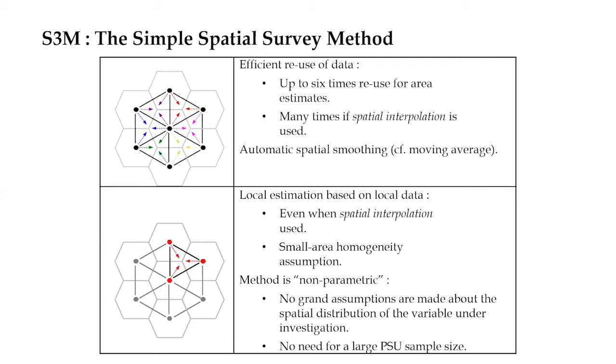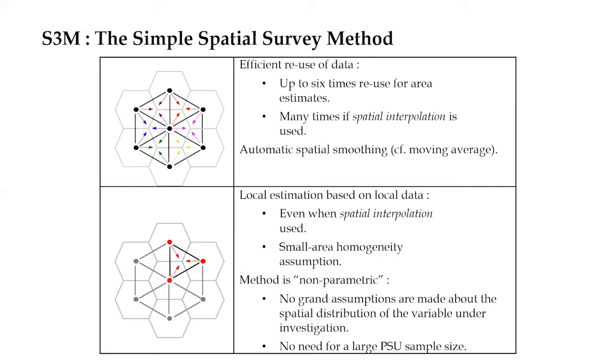What we have here is local estimation based on local data, even when spatial interpolation is used, because the weights are usually an inverse of the distance. And so the more distant parts don't influence the points in the estimation surface. And we're making a small area homogeneity assumption. We're assuming that inside that triangular tile, things are pretty much the same all over the tile, rather than assuming that over the entire survey area, things are pretty much the same.